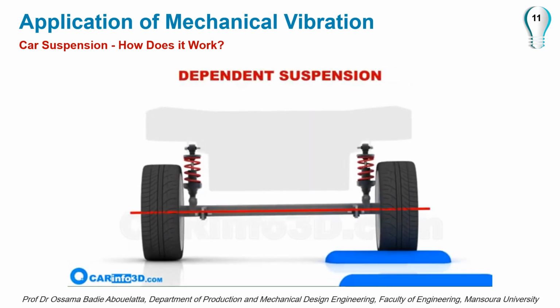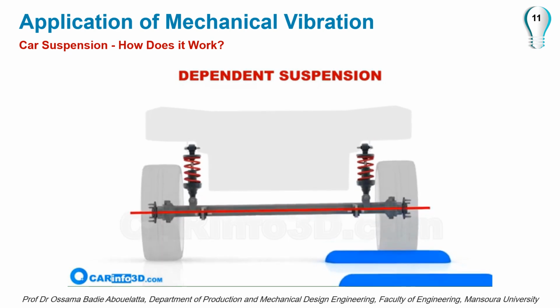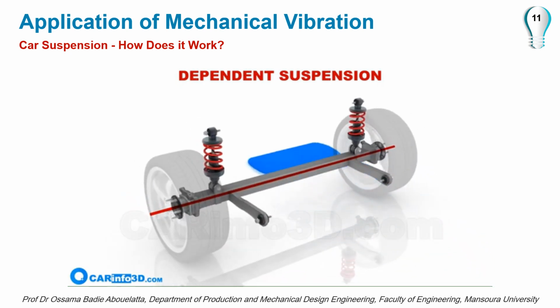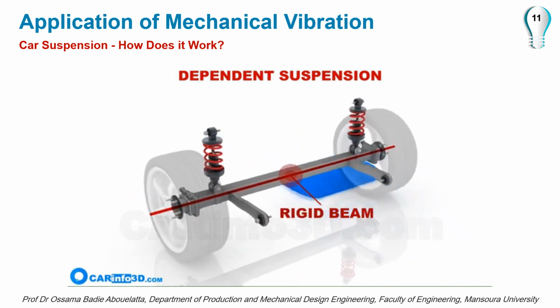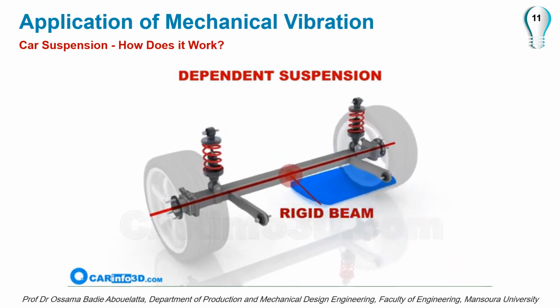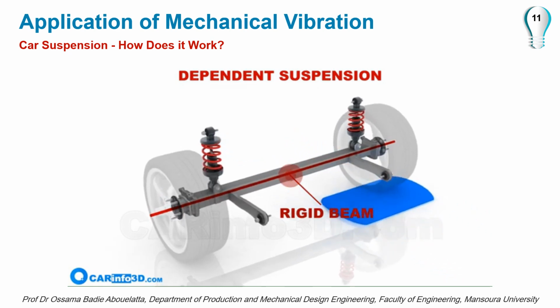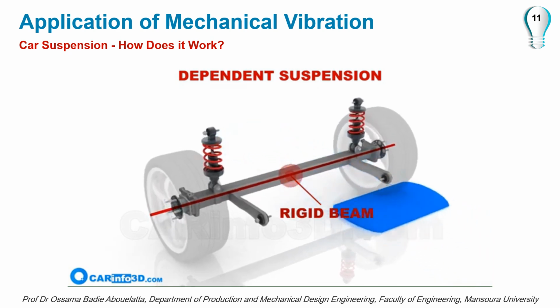A system in which two wheels on an axle are firmly attached to one another is known as a dependent suspension system. As a result of their dependence, the wheels tilt at the same angle as one travels over uneven terrain. The wheels are attached to a rigid beam. Except for some SUV models, this style of suspension is rarely found in contemporary automobiles. It is widely used in trucks, though.